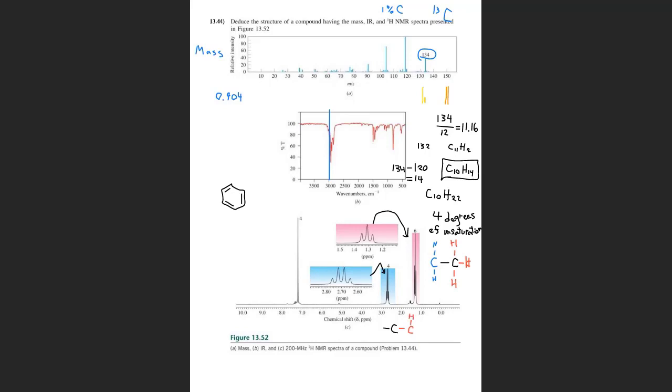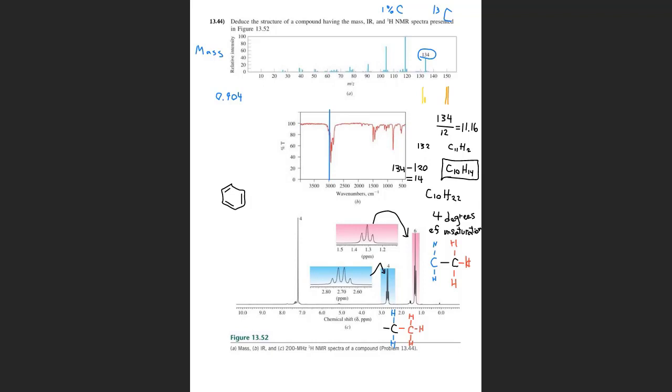Yeah, n+1 rule, right? So it looks like these two signals are meant to go together, that CH3 next to CH2. And since that's a 4, I'm not going to have 4 hydrogens on a single carbon if I have adjacent carbons, which I clearly do because of the signal splitting. So this is probably a 2 and a 2.